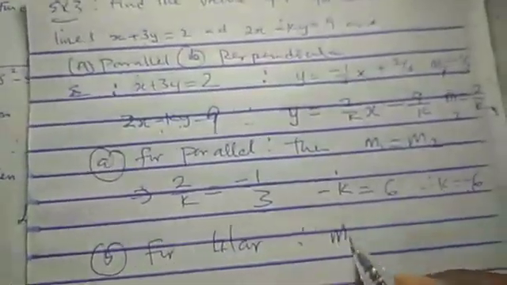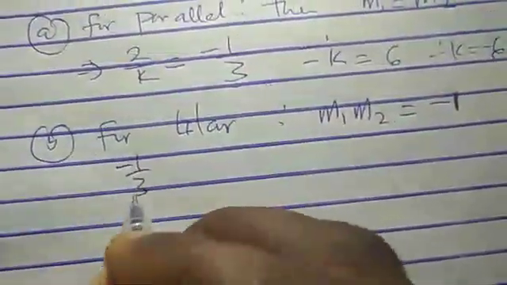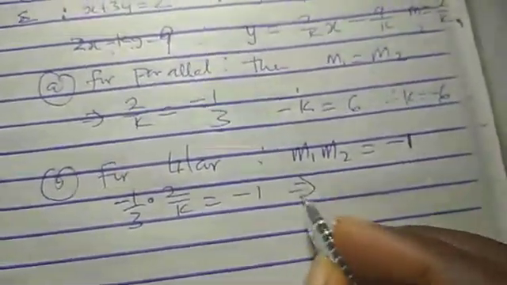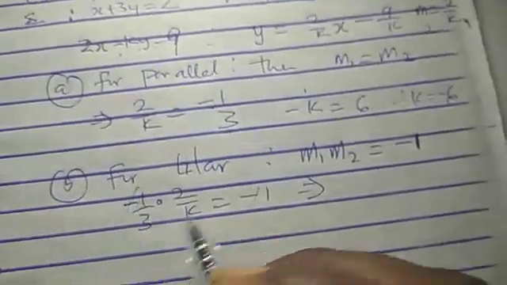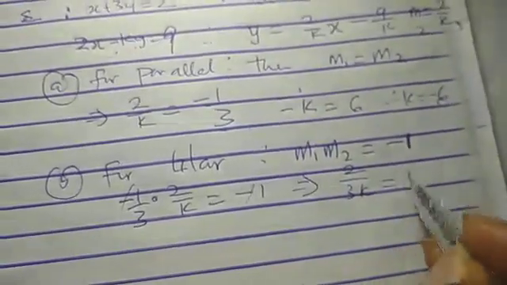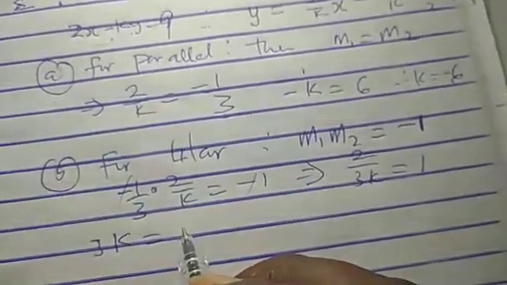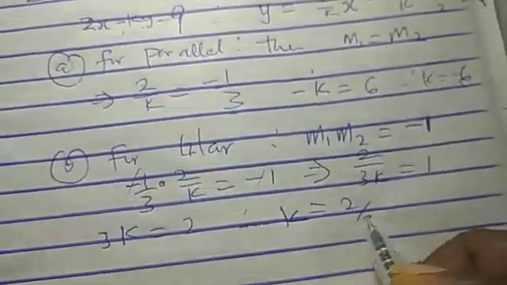For perpendicular, we have said that m1 times m2 must be equal to minus 1. So this is our m1, this is our m2. Our m1 is minus 1 over 3, times 2 over k, equal to minus 1. So this will now imply that this minus will cancel this minus. What we have left is 2 over 3k is equal to 1. If you cross multiply, we are going to have that 3k equals 2. Therefore, k is equal to 2 over 3. So k is equal to 2 over 3 is the value of k if these two lines are perpendicular.